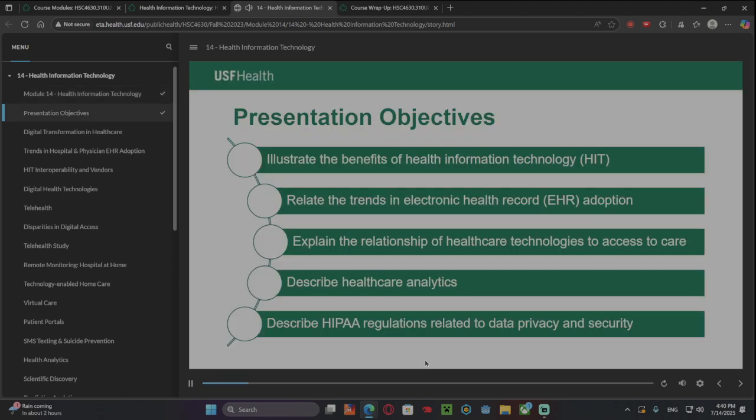Presentation objectives include illustrate the benefits of health information technology, relate the trends in electronic health record adoption, explain the relationship of healthcare technologies to access to care, describe healthcare analytics, and describe HIPAA regulations related to data privacy and security.